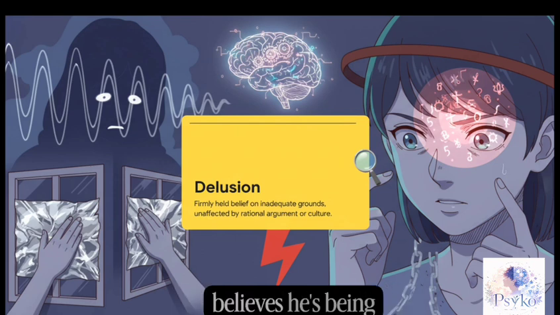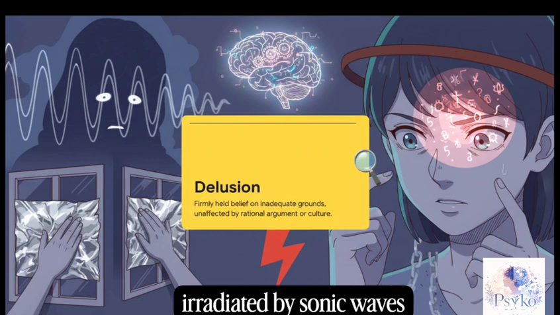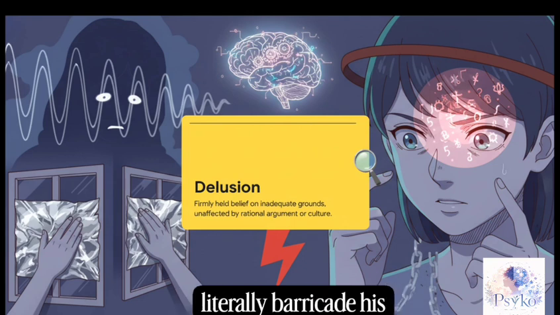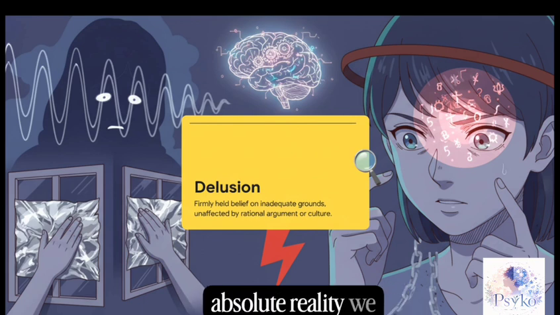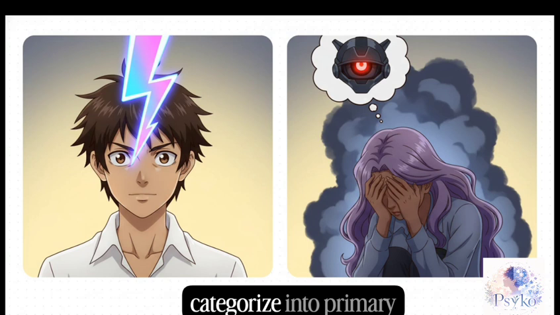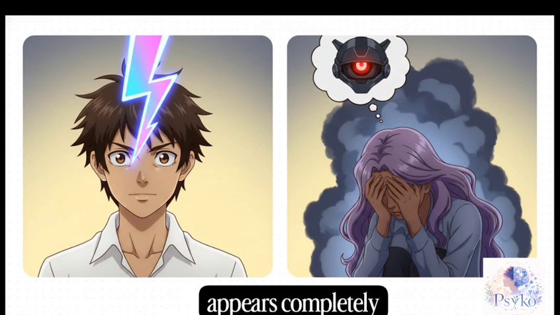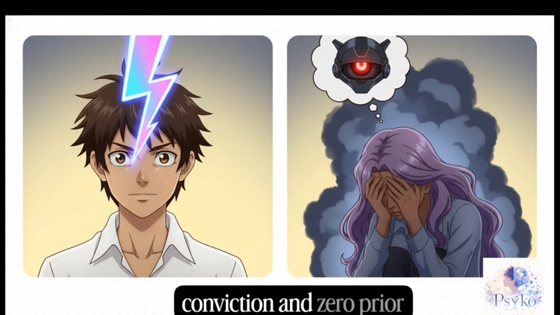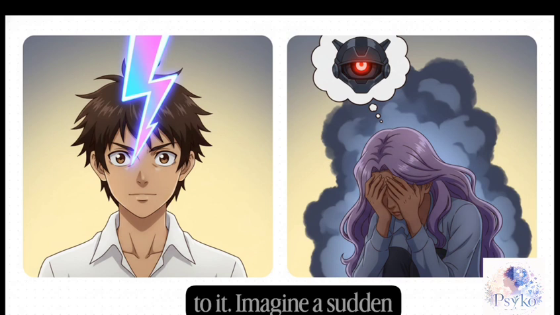Think of a man who firmly believes he's being irradiated by sonic waves, which leads him to literally barricade his door and cover his windows with silver foil. To him, that threat is absolute reality. We categorize these into primary and secondary. Let's compare them. A primary, or autochthonous delusion, appears completely suddenly, with full conviction and zero prior mental events leading up to it. Imagine a sudden, unshakable conviction of changing sex out of nowhere.